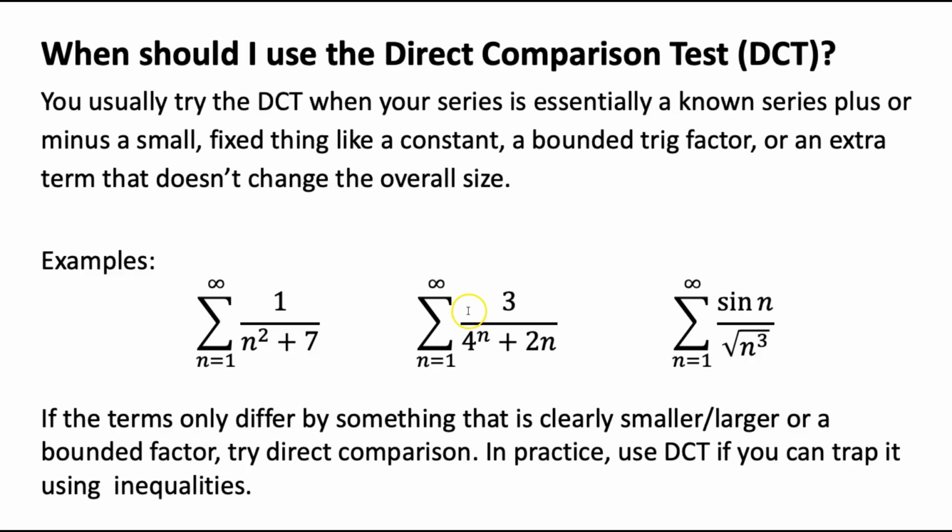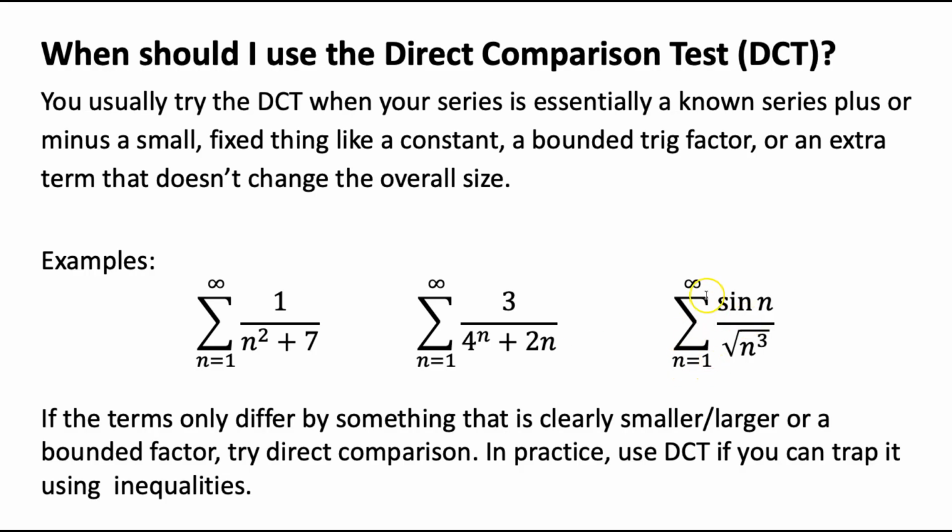In the second example, the sum of n equals 1 to infinity of 3 over 4 to the n plus 2n, we want to focus on 3 over 4 to the n. 4 to the n is exponential, so it's going to dominate 2n. So 2n is an extra term. It's not a constant, but it's not going to change the overall size. We want to focus on that 4 to the n in the denominator. And 3 over 4 to the n is geometric, so we could try a direct comparison test because it fits that mold of basically looking geometric and it's only off by a term that doesn't change the overall size.